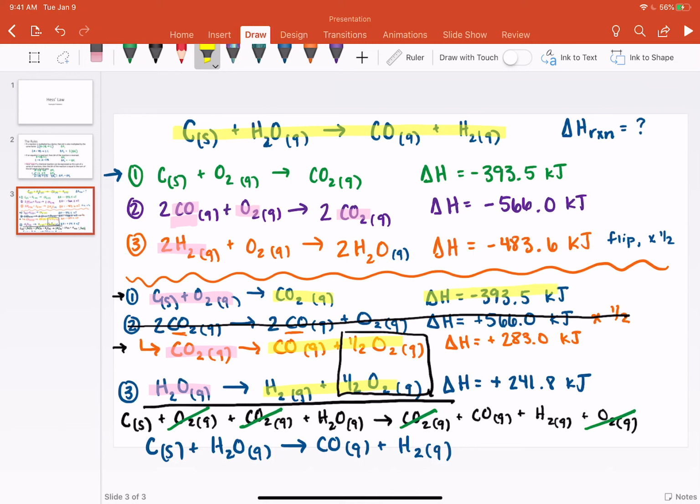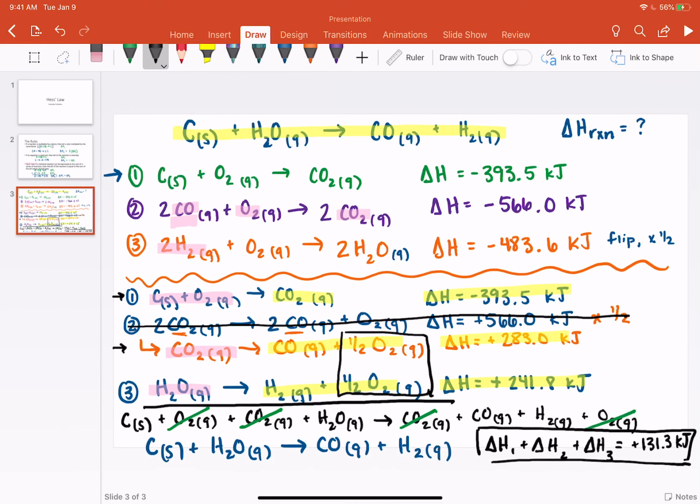So we can add our first one plus our second one plus our third one. So we get delta H1 plus delta H2 plus delta H3. So when you add together those 3 values that I just highlighted, you are going to get positive 131.3 kilojoules. And that's how you solve the Hess's Law problem.